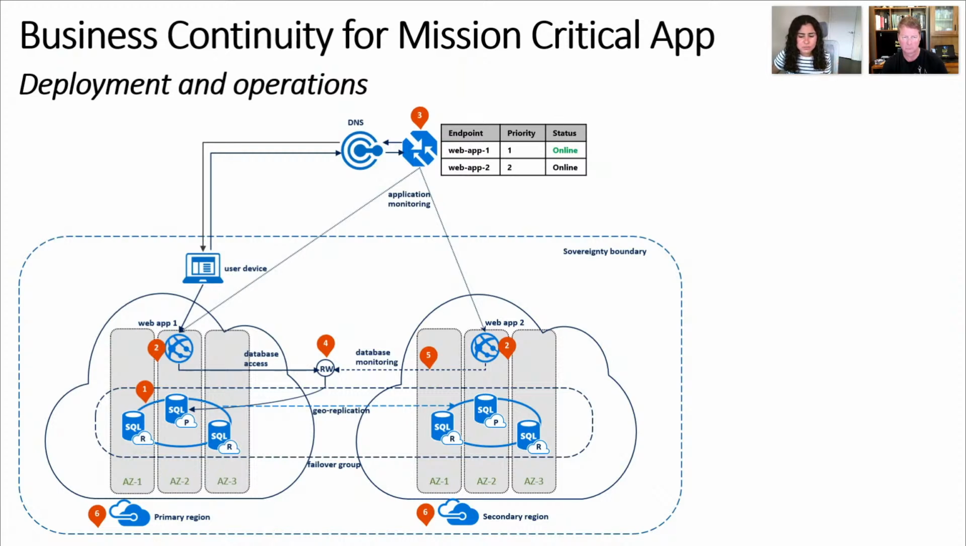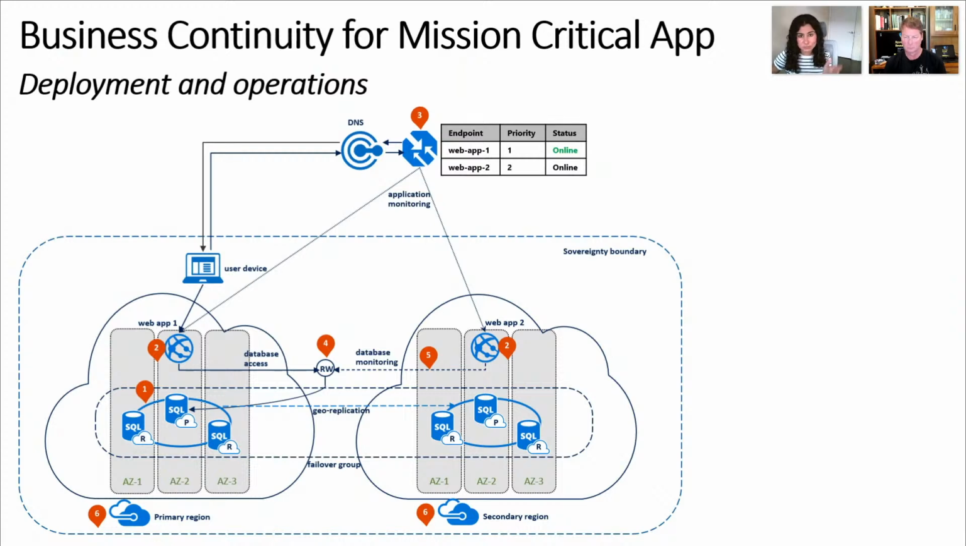And then we can also use some database monitoring logic. So that's what you're seeing in 5, this monitoring logic to basically make sure, use a synthetic query to make sure that the database is available. And if it isn't, then go ahead and trigger that failover for the applications.